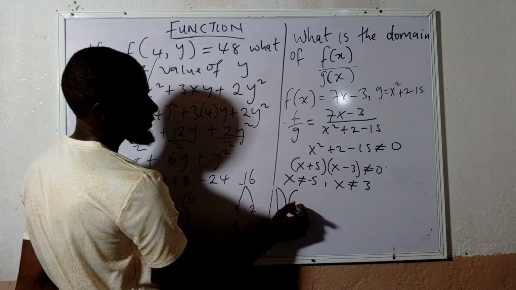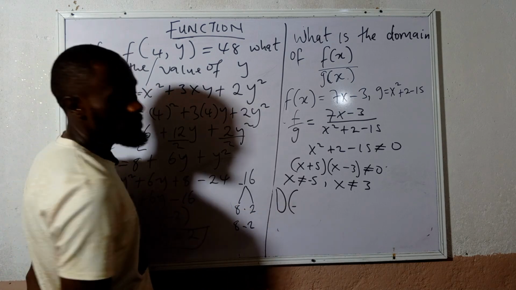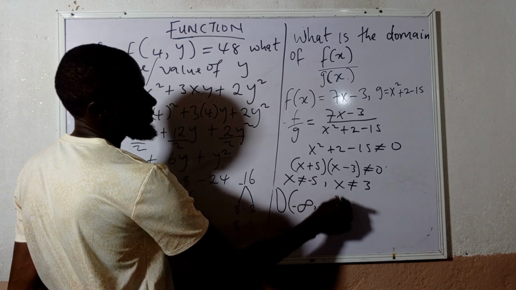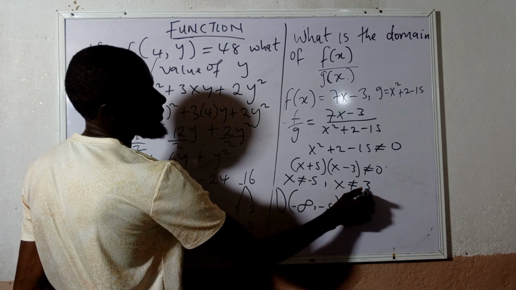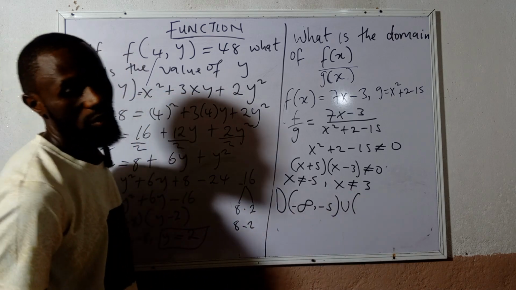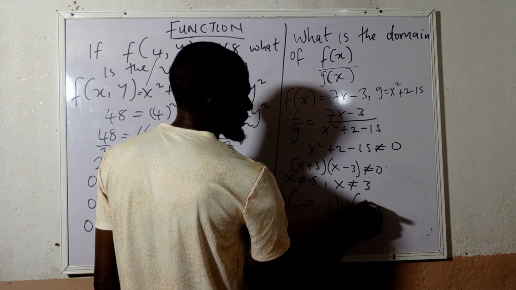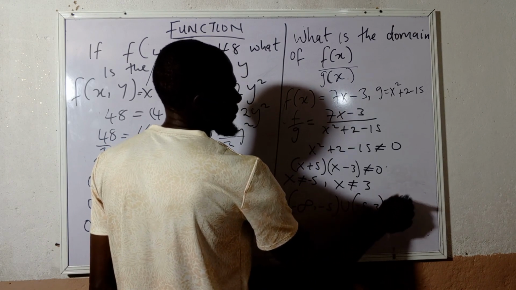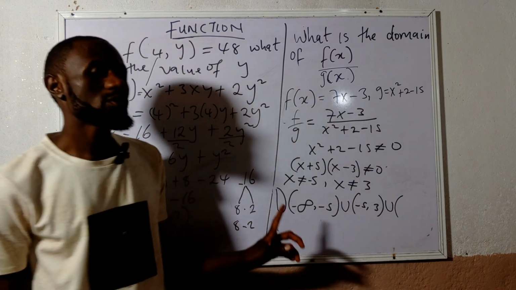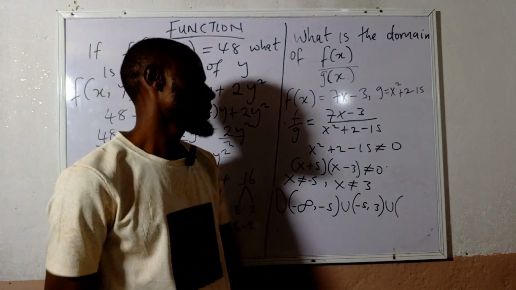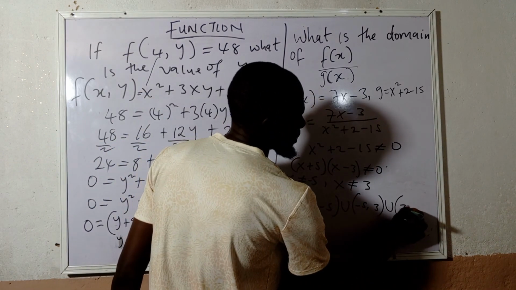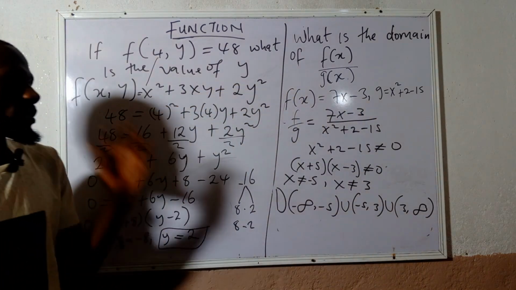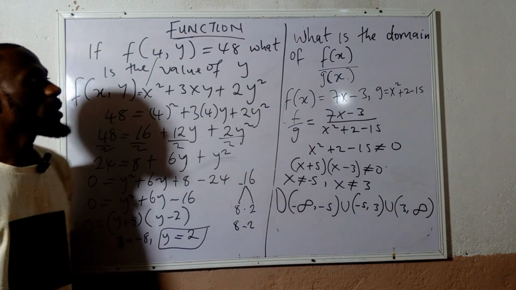We can say from minus infinity to minus 5, union of minus 5 comma 3, also union of 3 comma infinity. That is the domain of this function.